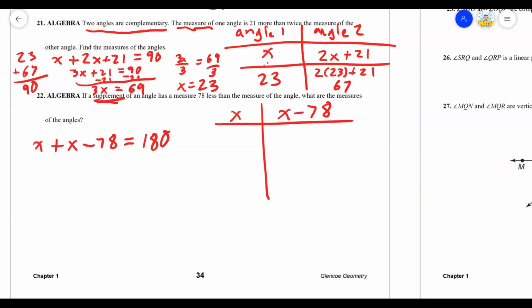Okay, I think my recorder got paused. I'm not 100% sure where, so let me just double back for a second. I have two supplementary angles. One of them is x, the other is x minus 78. They add up to 180 degrees.